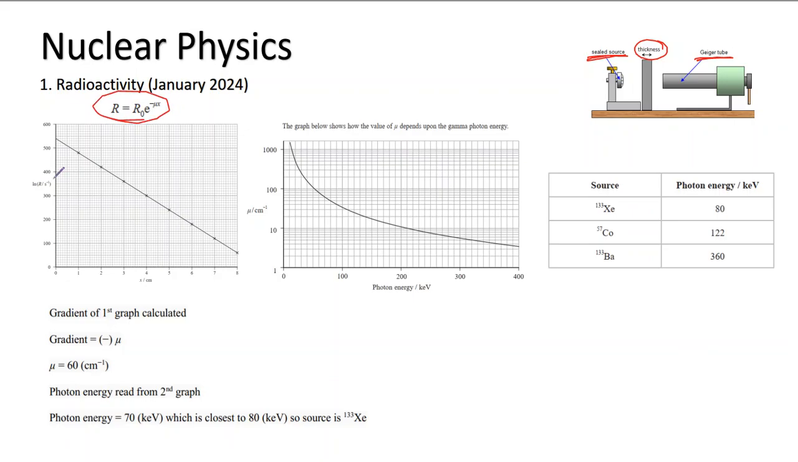And when you plot a semi-log graph like this, you get this graph. In the same question, they say the mu and photon energy are related by this graph. I want you all to specifically look at the y-axis of this graph. So you see 1, 2, 3, 4, 5, 6, 7, 8, 9, 10. But from 10 onward, this is 10, 20, 30, 40, 50, 60, 70, 80, 90, and 100.